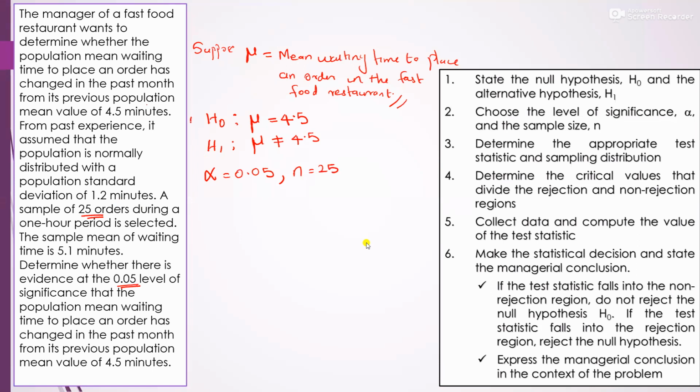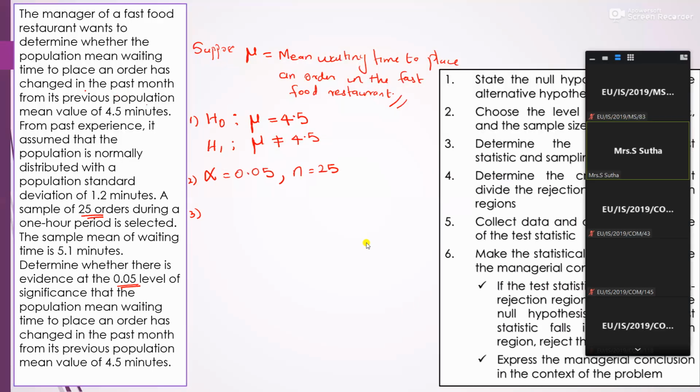This is your step 1 and this is your step 2. Then what is step 3? Determine the appropriate test statistic and the sampling distribution. To decide the sampling distribution, we have to know the distribution of the population. Here they say that in the past month, its previous population mean was 4.5 minutes. From the past experience, it's assumed that the population is normally distributed, right? With a standard deviation of 1.2.